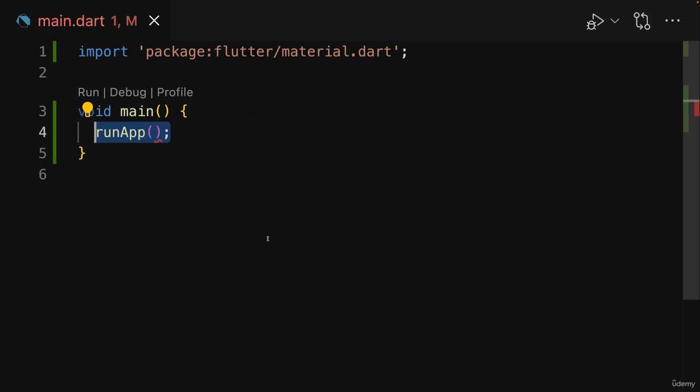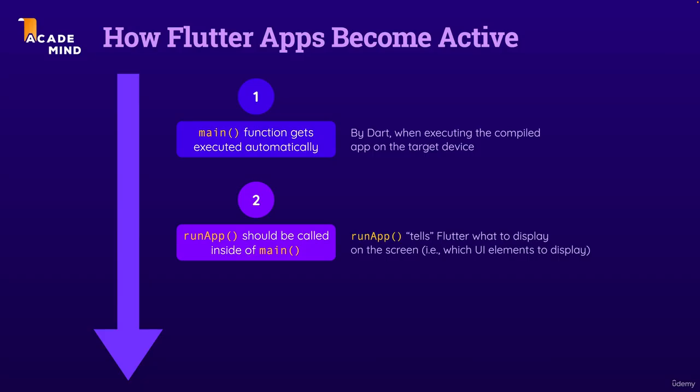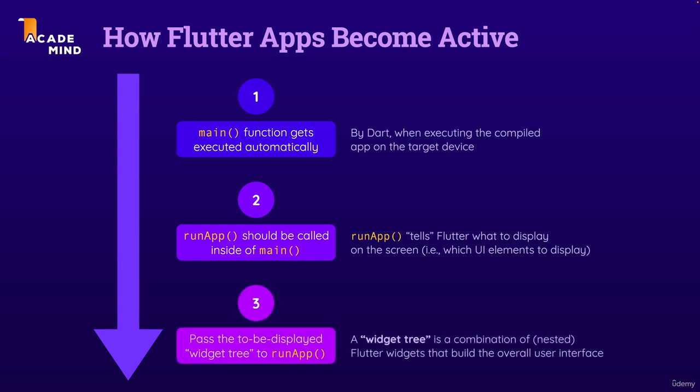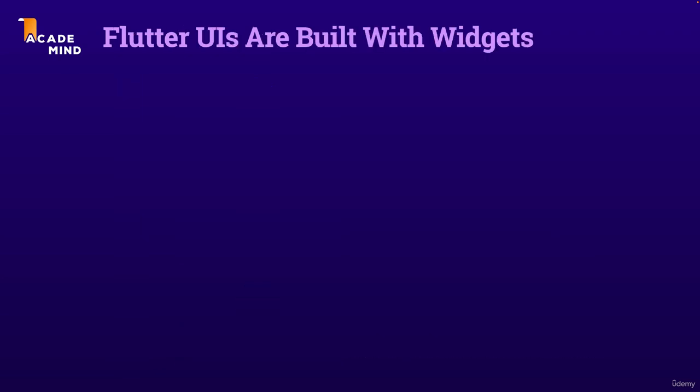Well, the input value it needs is the content that should be shown on the screen. So the user interface it should show on the screen. And for that, run app needs a so-called widget or widget tree as a value. Because Flutter user interfaces are built with widgets.